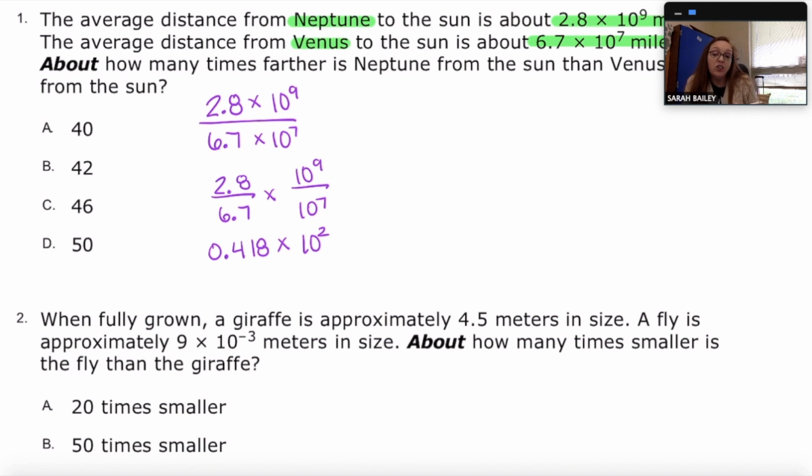So I'm going to go ahead and write this number in standard form. If I change that to standard form, I would be moving my decimal point 2 times to the right. So I'm going to get 41.8. I'm going to put an equals with a squiggly on top because that's an approximate answer. So it's about 41.8 times farther away. The best solution here is 42 times. That would be the best. So number 1 would be B. Make sure that you're showing your work for every problem.